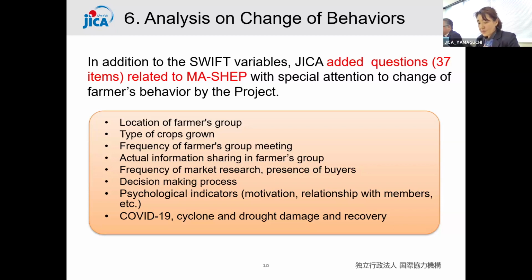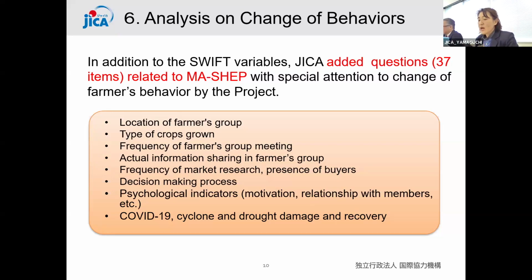For example, location of the farmer's group, type of crops, frequency of farmers' group meetings, actual information sharing in the farmers' group, frequency of market research, and presence of buyers, or decision-making process, and psychological indicators, motivation or relationship with members.